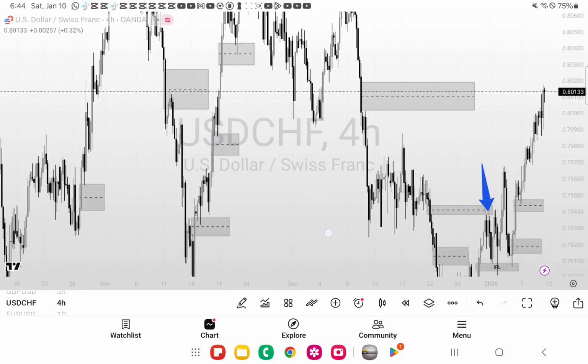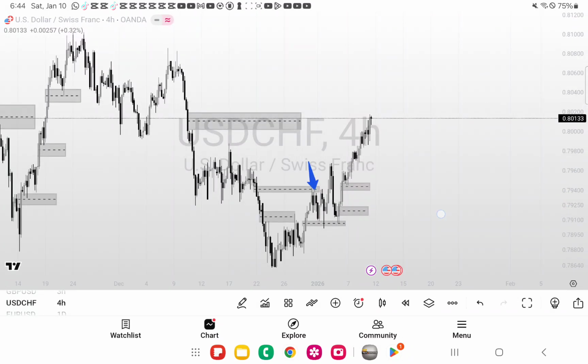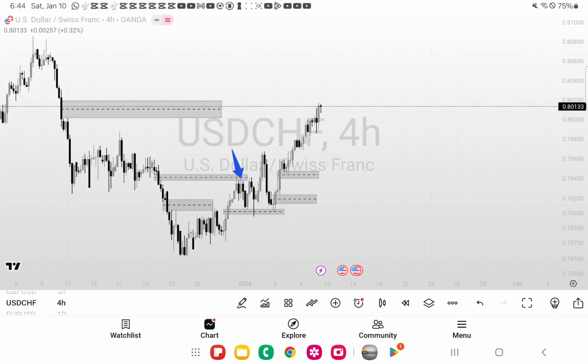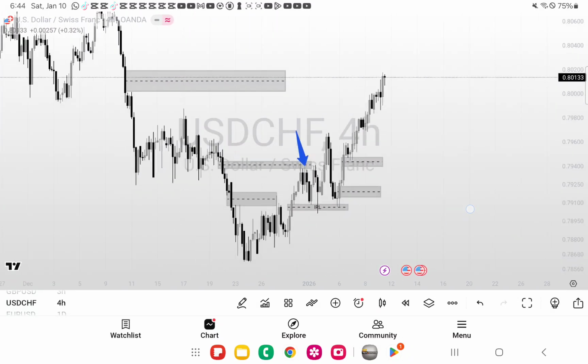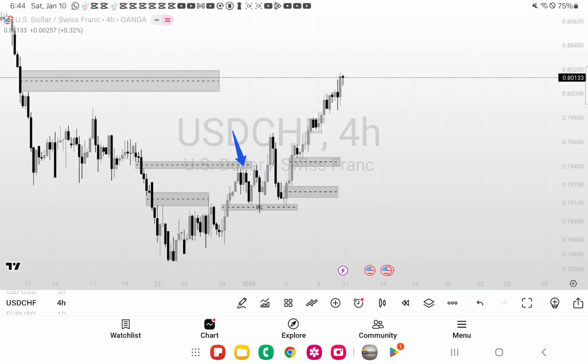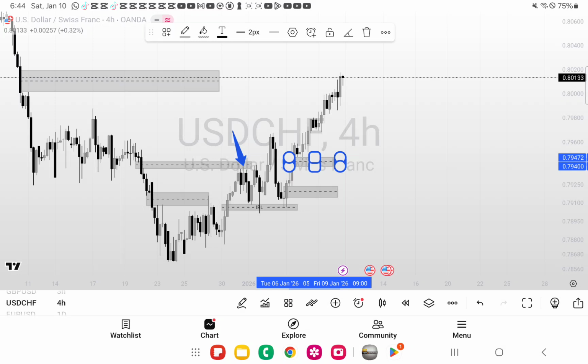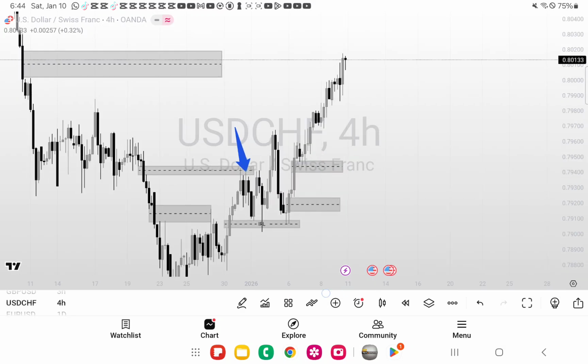So that's an example on how to execute using fair value gap. Once you are able to mark your fair value gap on the higher time frame, you're supposed to know how to execute on the lower time frame. You need to scale down to the 15-minute and know how to trade the reversal, right?